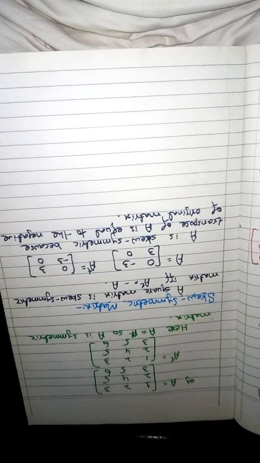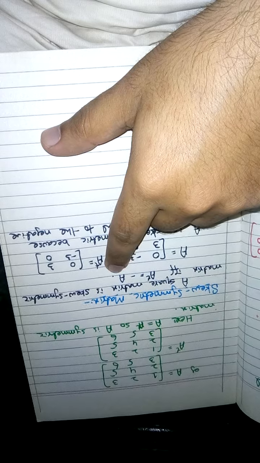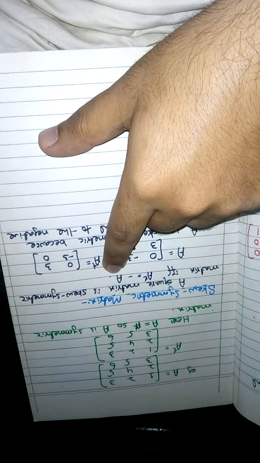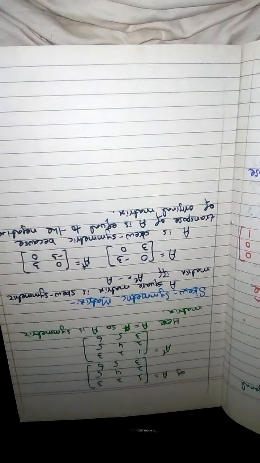So in a skew symmetric matrix, the transpose is always equal to the negative of the original matrix. Okay, hope you learned this.